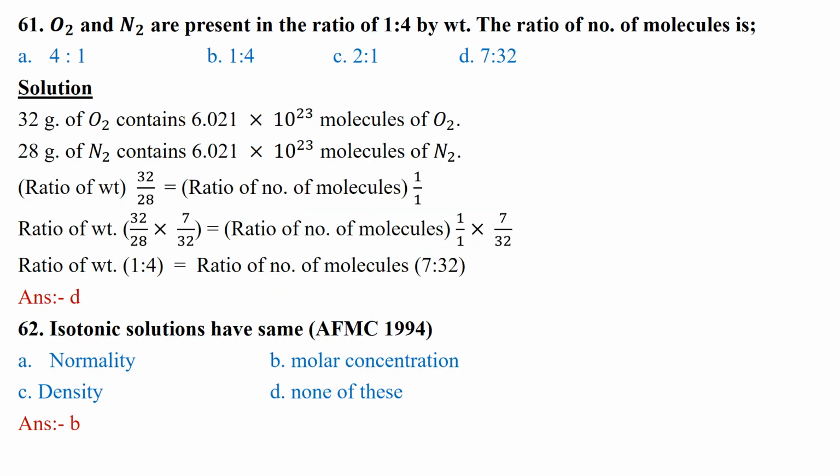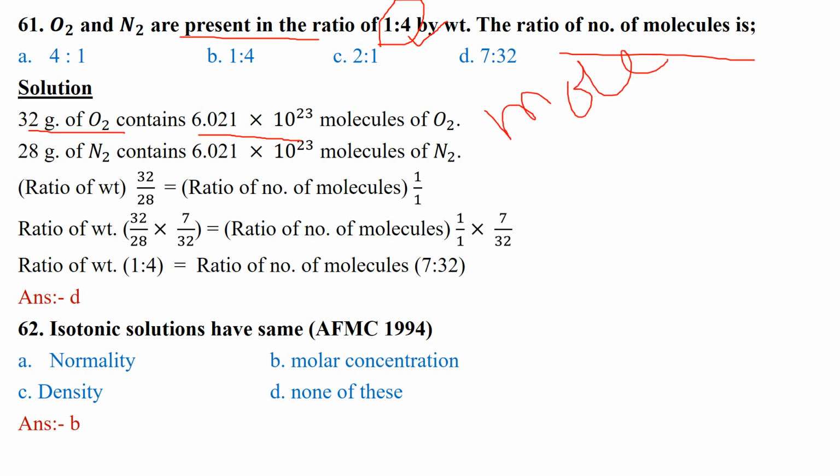O2 and N2 are present in the ratio 1:4 by weight. Then we have to calculate the ratio of the number of molecules, right? If the ratio of weight of O2 and N2 is 1:4, then 32 gram of O2 contains 6.021 into 10 to the 23 molecules of O2, according to the mole concept, right? This is according to the mole concept. Then 28 gram of N2 contains 6.021 into 10 to the 23 molecules of N2.